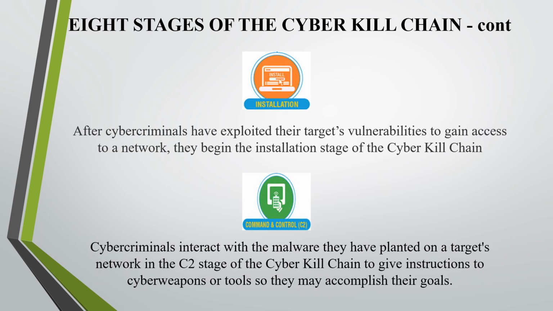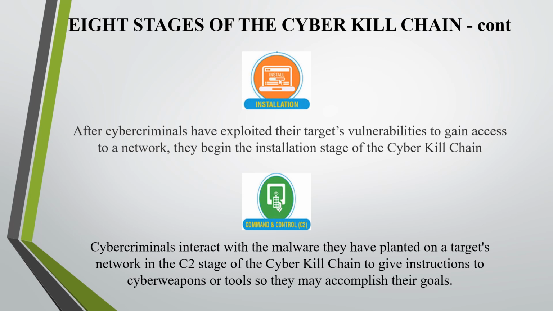The next stage is installation. After cyber criminals have exploited their target's vulnerabilities to gain access to a network, they begin the installation stage of the cyber kill chain. The target network is being infected with malware and other cyber weapons in an effort to seize control of it and steal valuable data. Cyber criminals may use Trojan horses, backdoors, and command line interfaces in this step to install malware and other weapons to establish a persistent presence.